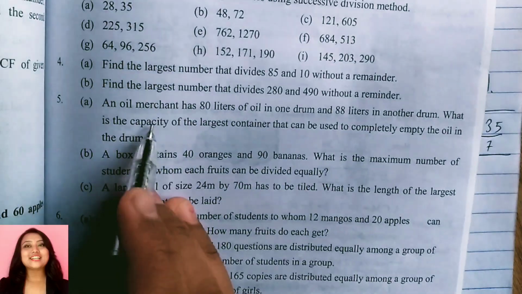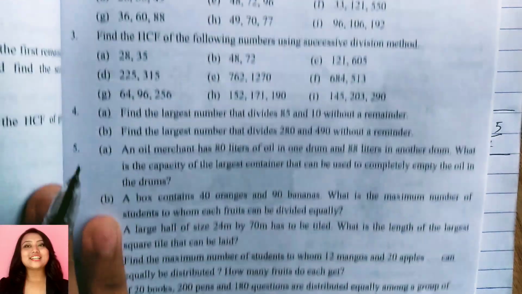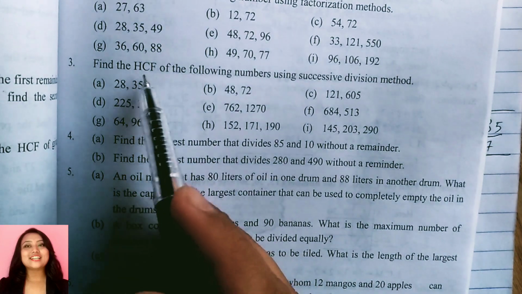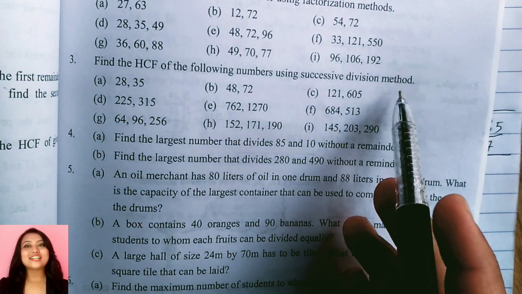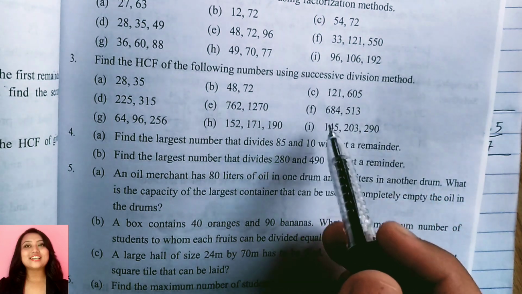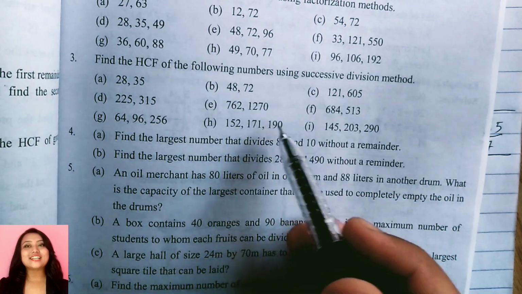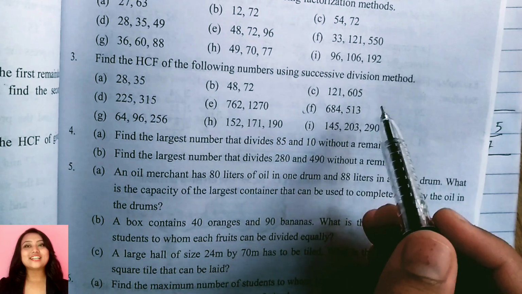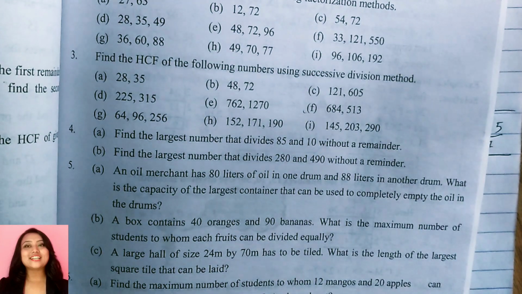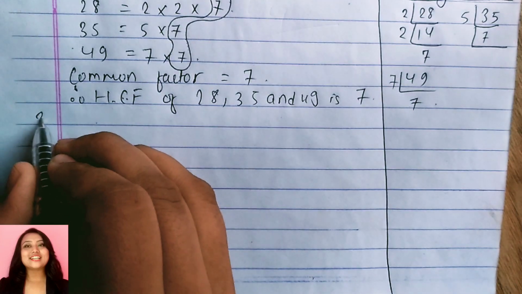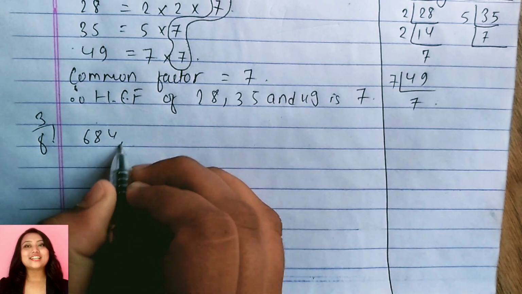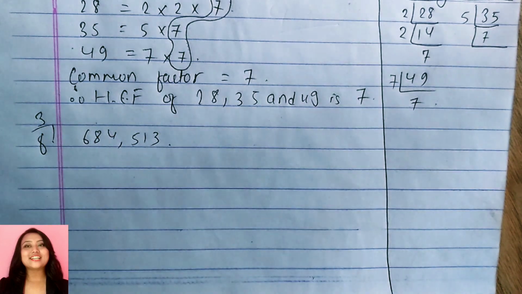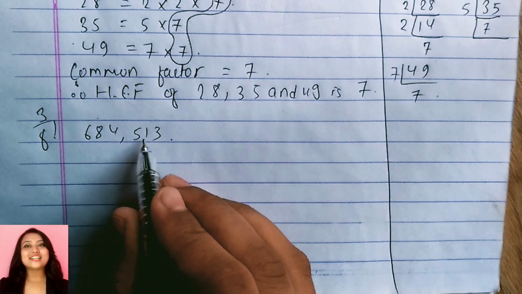Okay, here in question number 3, find the HCF of the numbers using the successive division method. This one is very important. Let's do question number 3F at first. So here in question number 3F, we have 684 and 513.